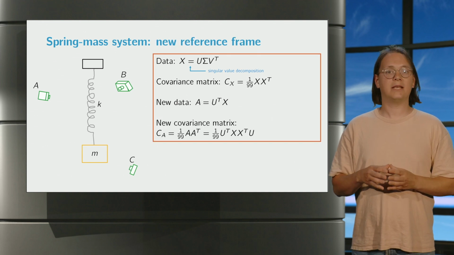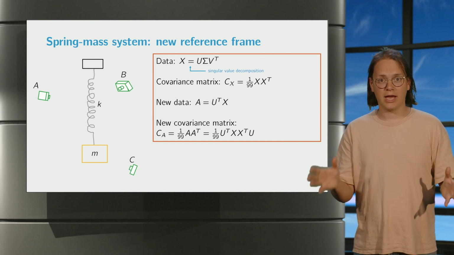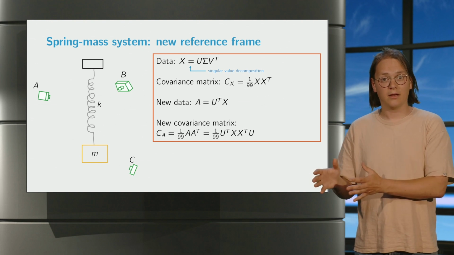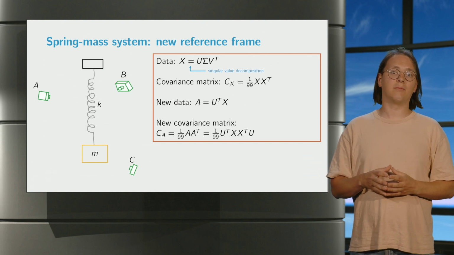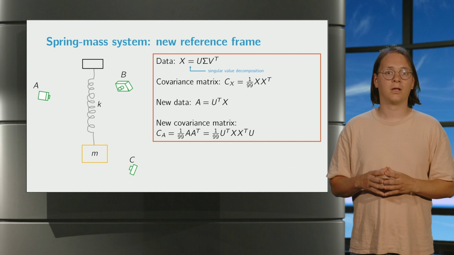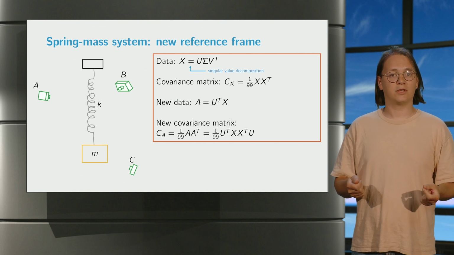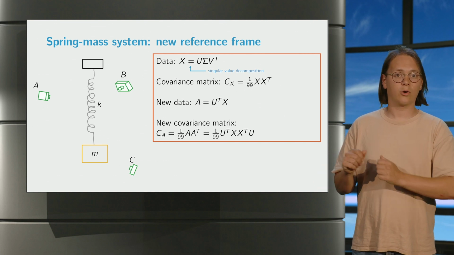We have now replaced the data matrix X by the matrix A, which gives us the same data, only in a different reference frame, related by the change of basis given by the matrix U transpose. Let's compute the covariance matrix related to the data in these new coordinates.